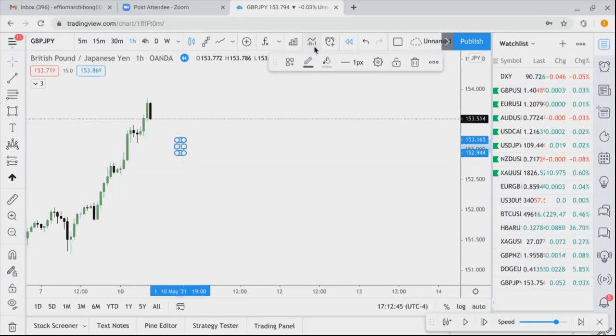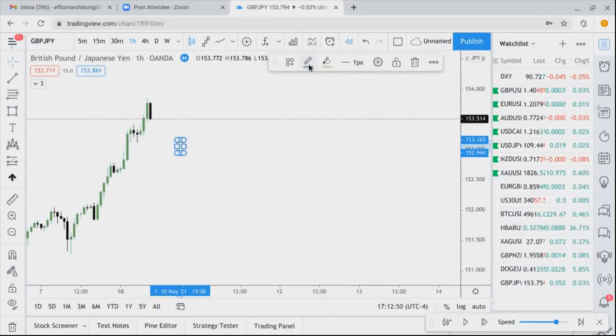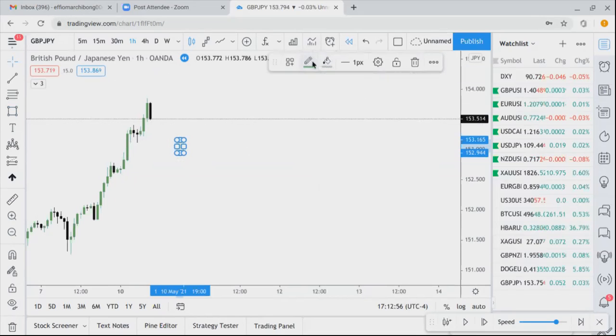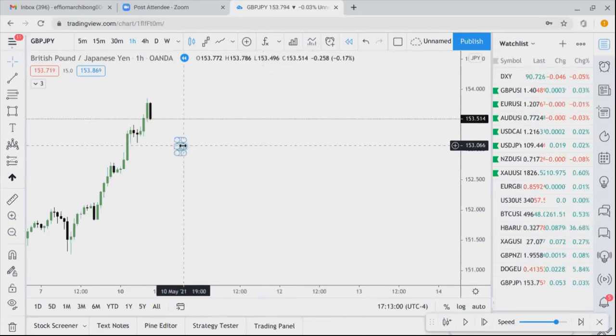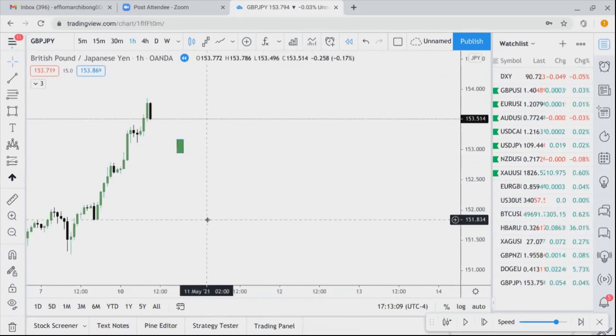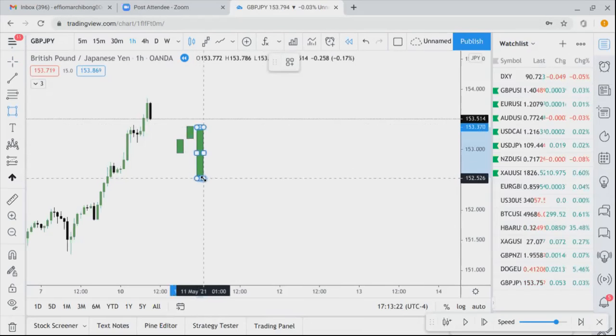So I'm going to have my bullish candles as green. My bullish candles are going to be green. My bullish candle green, another bullish candle green, and then I'm going to have a bearish candle, which is going to be black.